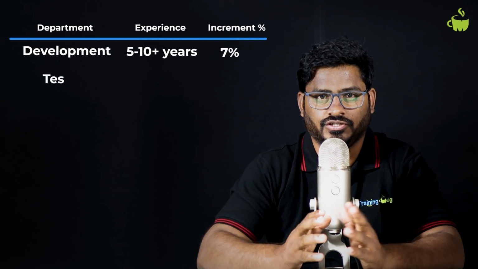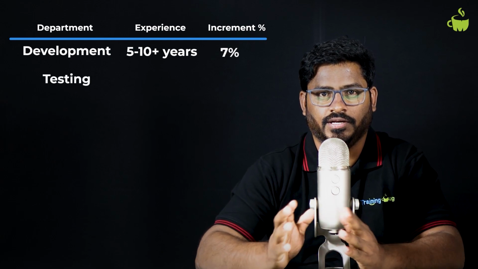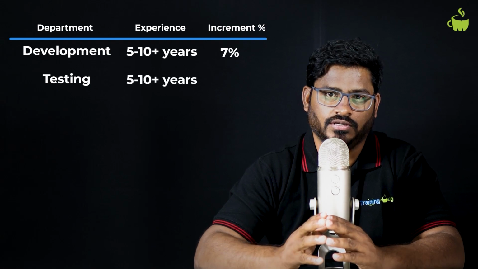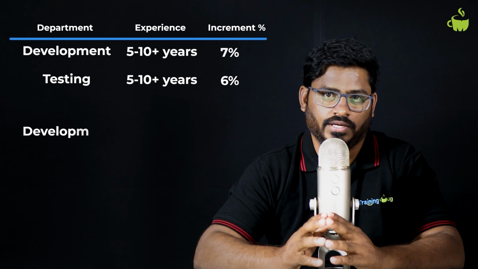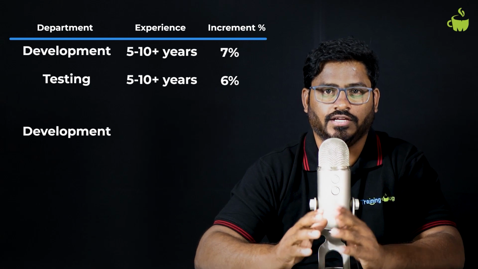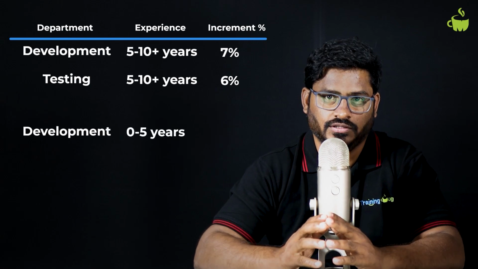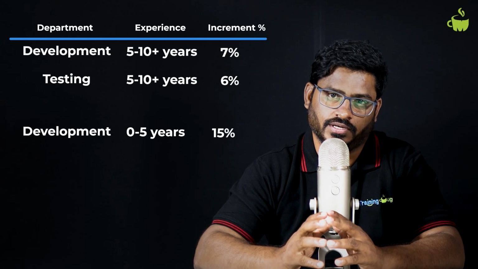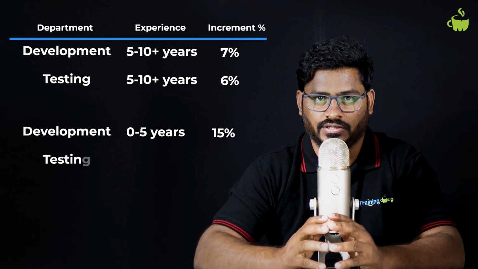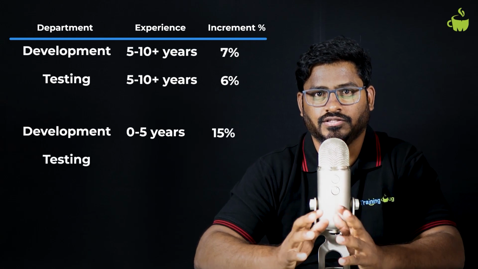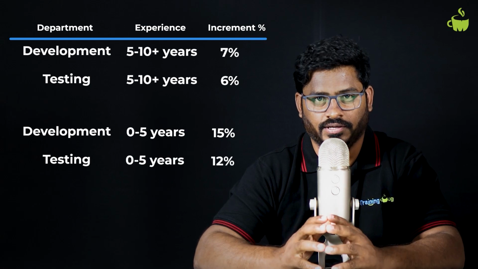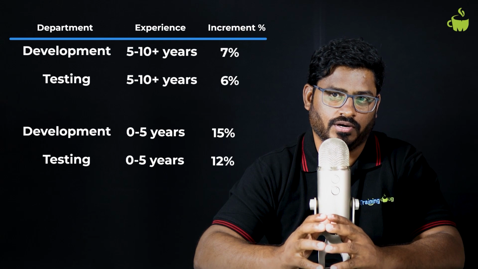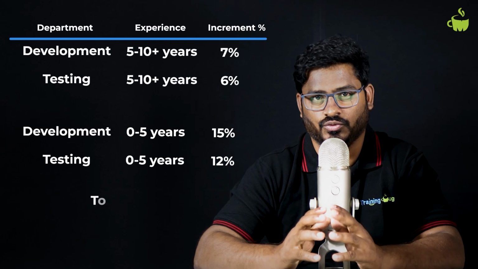Or if they are in testing and their experience is within 5 to 10 years, they want to give a 6% increment. Or if they are in the development department and their experience is 0 to 5 years, then they want to give a 15% increment. Or if they are in testing and their experience is from 0 to 5 years, they want to give a 12% increment. So now as a programmer, you need to calculate the total salary.